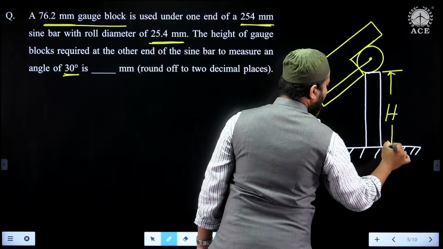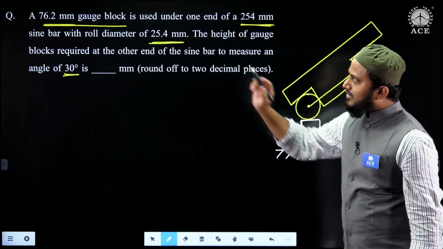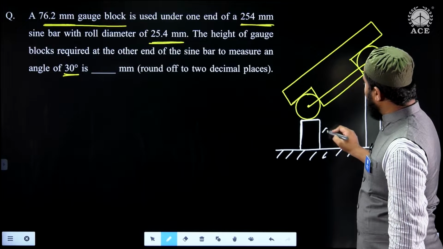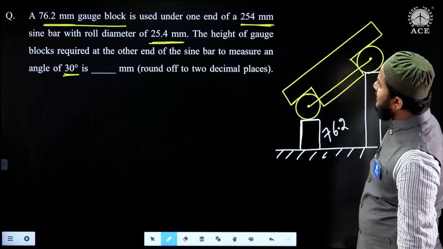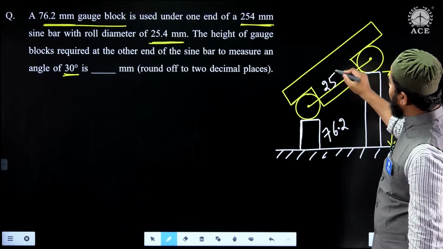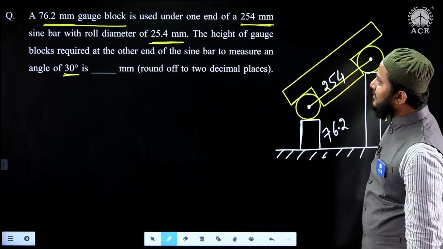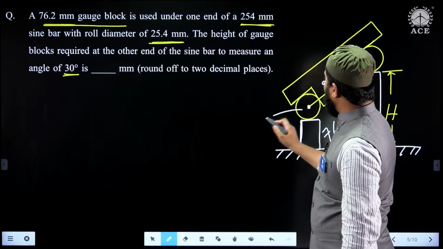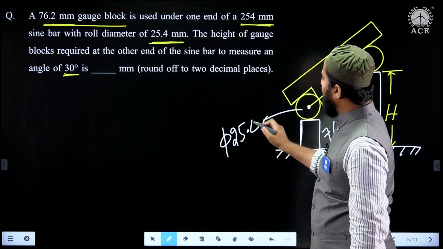But what information do they provide us? They said 76.2 gauge block is used under one end of the 254 sine bar. What does 254 represent? It's the size of the sine bar, nothing but the center distance between two rollers, 254, with roller diameter of 25.4. So this particular roller diameter is given as 25.4.